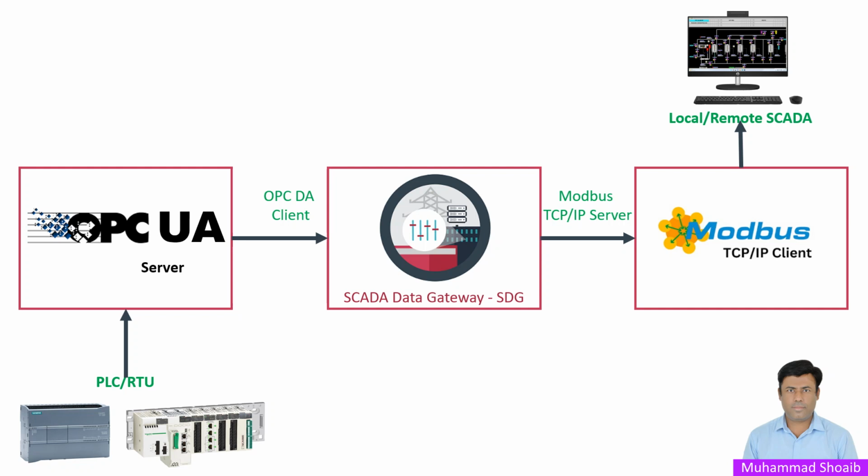So in that case, we have to use the SCADA Data Gateway application to convert our OPC UA protocol into Modbus TCP protocol. In this case, our controller will work as an OPC UA server and SCADA Data Gateway works as an OPC client. It will fetch data from the OPC server, and on the other side it will work as a Modbus TCP server, and the SCADA application will work as a Modbus TCP client.